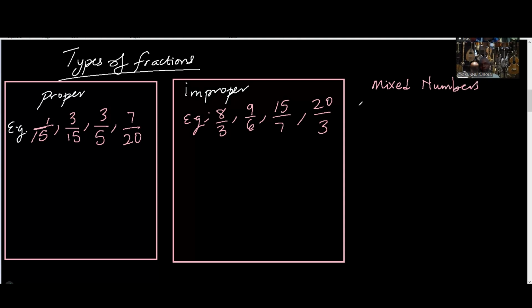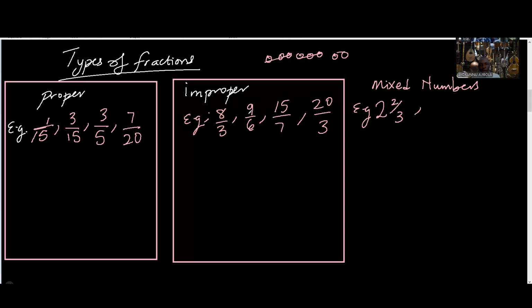Mixed numbers. So, for example, the 8 over 3. We can ask how many times does 3 go in 8? If I count 1, 2, 3, 4, 5, 6, 7, 8. How many times does 3 go in? That's 2 times, right? Yes. Remember what? What does it remain? 2. So 2 over 3, okay? So this is a mixed number.